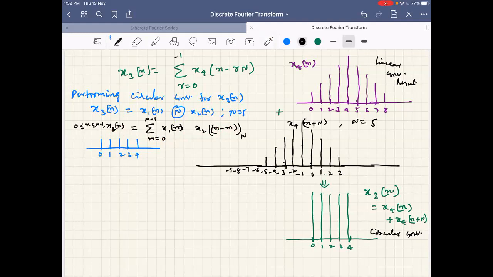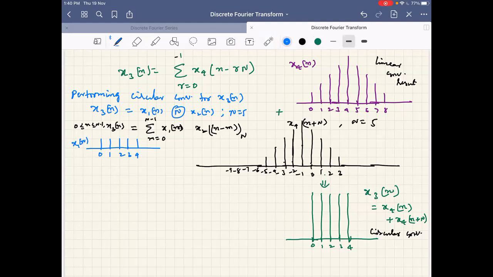Then we said it is equivalent to circularly shifting. So first, let us write the expressions for x2 of minus m, x2 of minus 1 minus m, and so on, and then apply this. Okay, so let us do that. Let me write with a slightly different color. So what we have here is x1 of n.